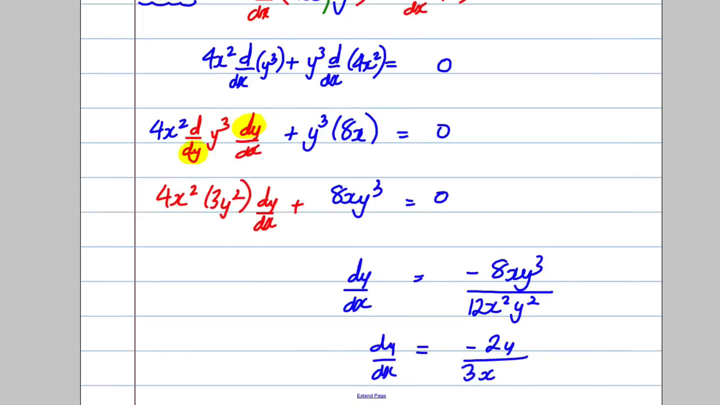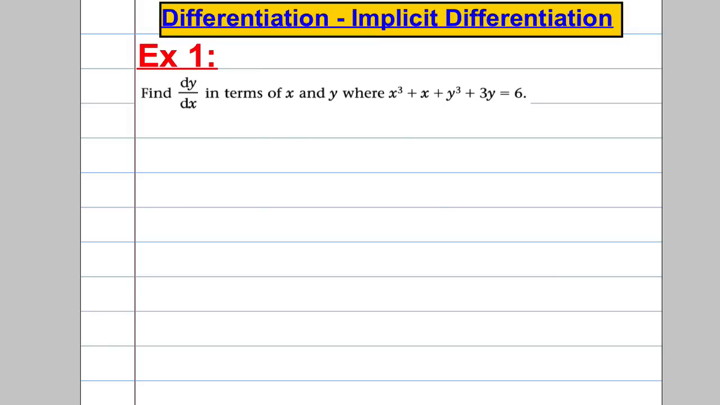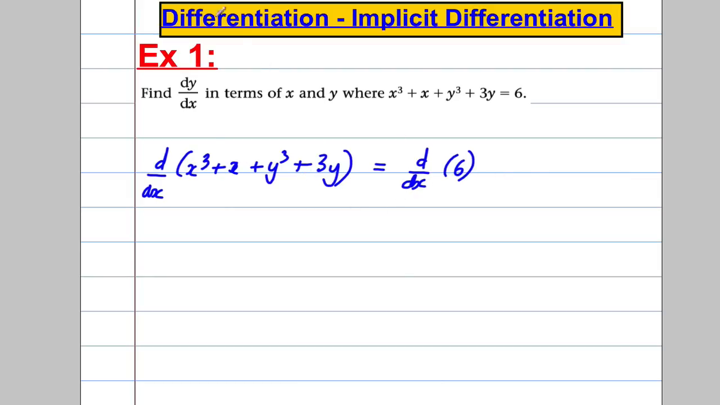Let's do 3 questions. We're asked to find dy by dx in terms of x and y when the following is true. So what we're going to do is differentiate both sides of this. So we're going to differentiate x cubed plus x plus y cubed plus 3y, and we're going to say this is equal to the differential of 6. So I'm differentiating both sides.